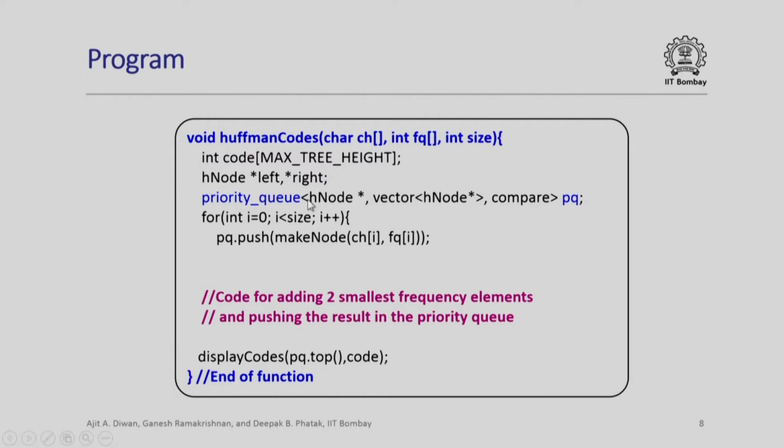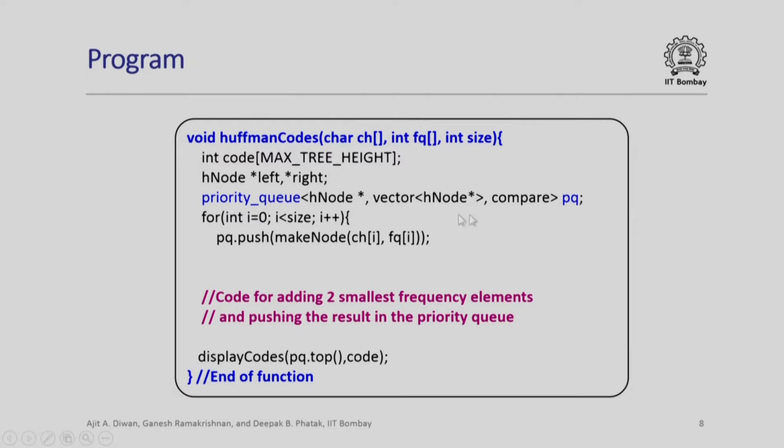Next, we come to the Huffman coding. Here we have the code max tree height as we have defined already. Now, we define the H node. Priority queue is the element that we use from the STL library. So, this priority queue has a template in which we define H node, there is a vector of H node, and the compare function which defines the order for insertion into the priority queue.